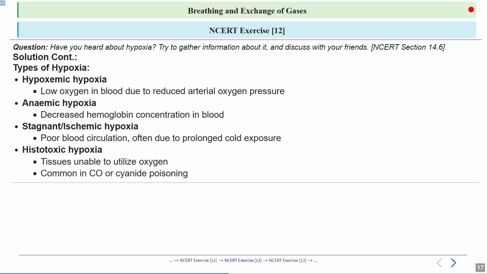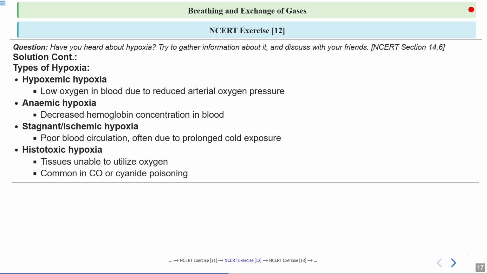Histotoxic hypoxia: tissue unable to utilize oxygen. Oxygen is reaching the tissue properly, but the tissue is unable to utilize the oxygen. This is happening at the tissue level, right? So it is common in carbon monoxide or cyanide poisoning. Okay, cyanide poisoning, this could happen. So carbon monoxide is very, very dangerous, right?